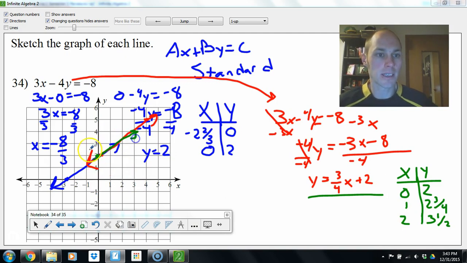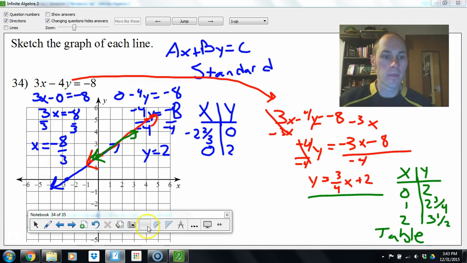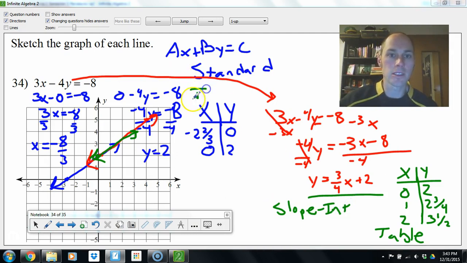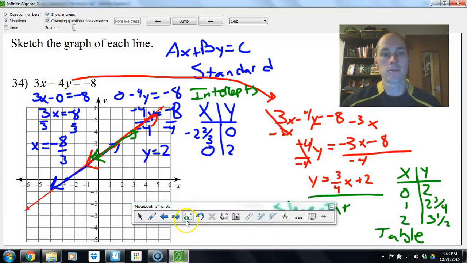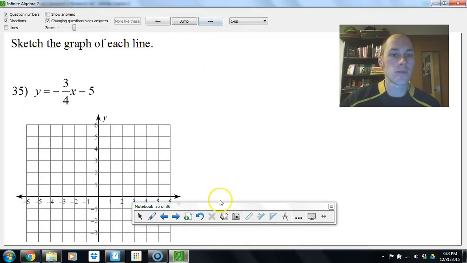Notice that would give me the exact same line as well. So I can create a table once I get the equation solved for y. The other method was to get it in slope-intercept form. Get the y by itself. And the other was finding the intercepts. So you just choose whatever method you're more comfortable with and graph it whichever way you want. Now let's double check to make sure we did that right. Yes, perfect. All right, next one.